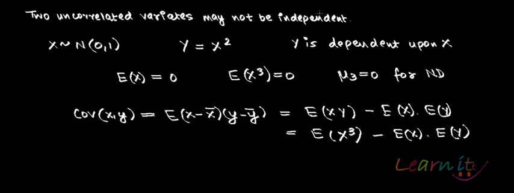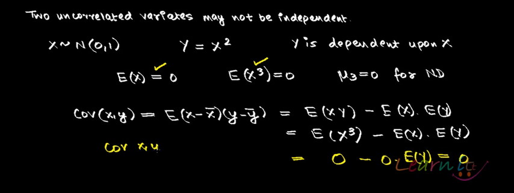Now, we have already seen E of x cube is equal to 0 because E of x cube is the third moment around the mean, which is equal to 0 for normal distribution, minus E of x, which we've already assumed to be equal to 0. So it is 0 into E of y. So all of this would be equal to 0. So what we have seen is that covariance of xy is equal to 0.